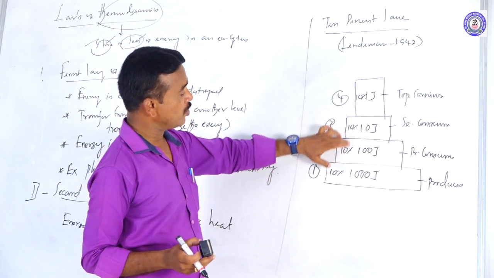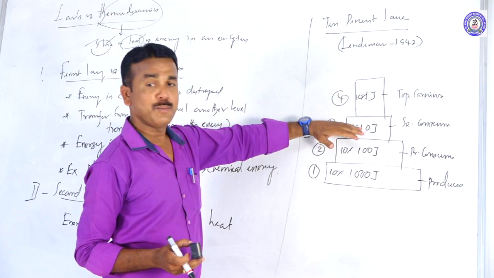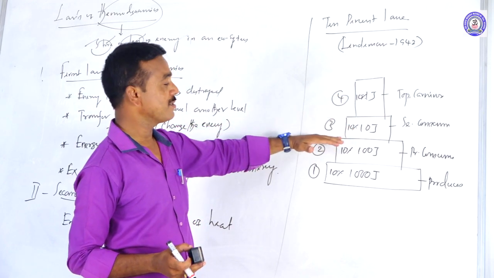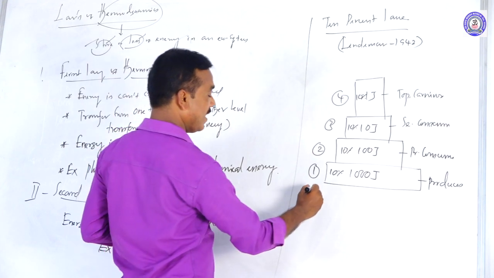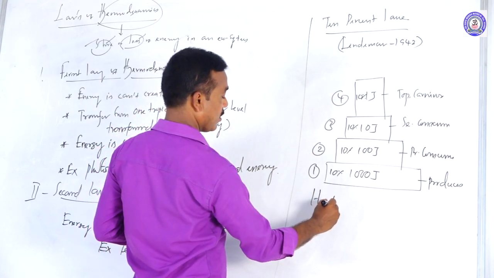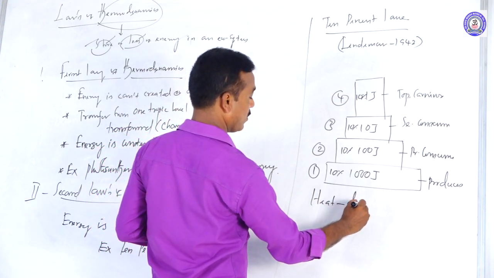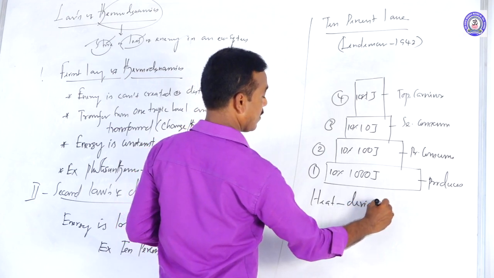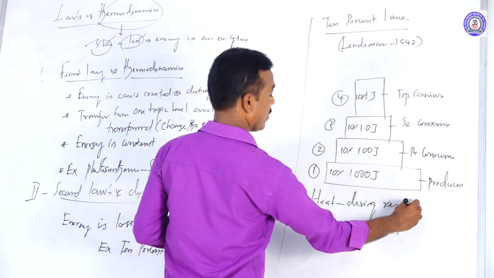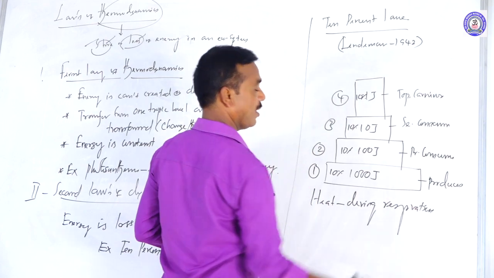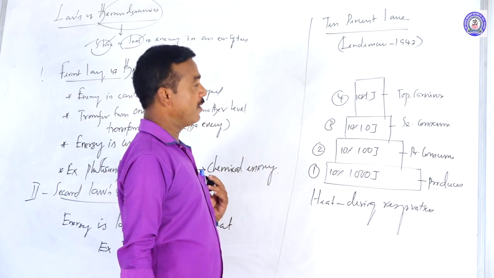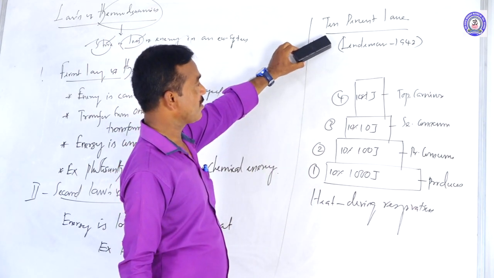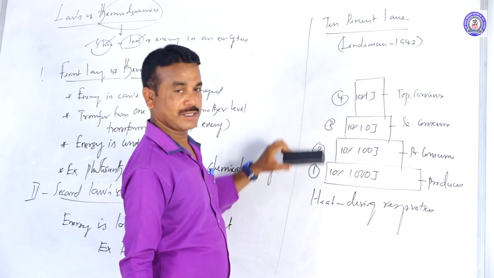For each successive level, 90% of energy is lost in the form of heat. Where? During respiration. That's why the second law of thermodynamics, a very good example, is commonly called the 10% law.